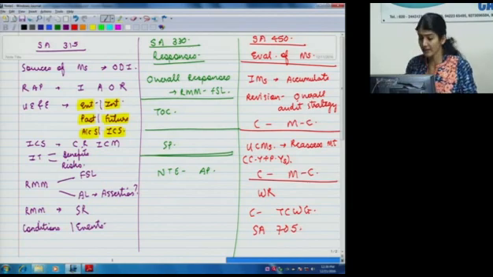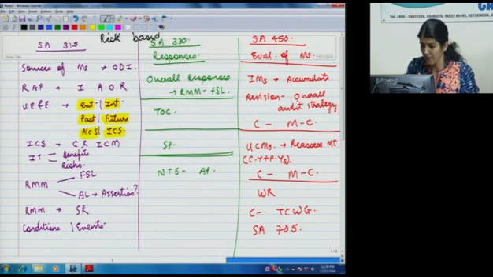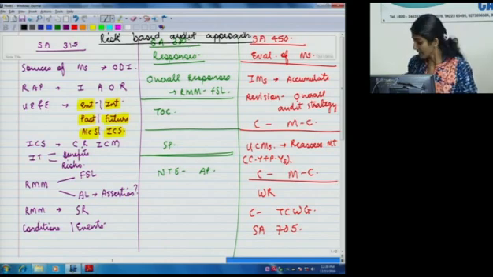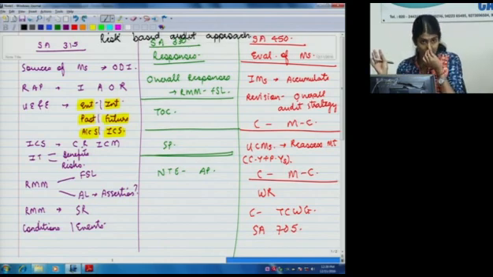So yesterday this was the risk-based audit approach which we discussed. This is the risk-based audit approach. Risk, response and reporting, 315, 330, 450. Three best friends together. These are the three standards which we discussed yesterday.